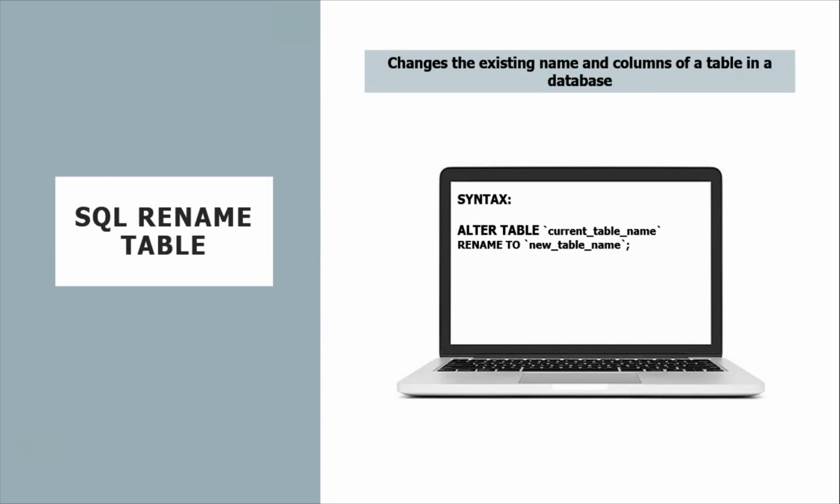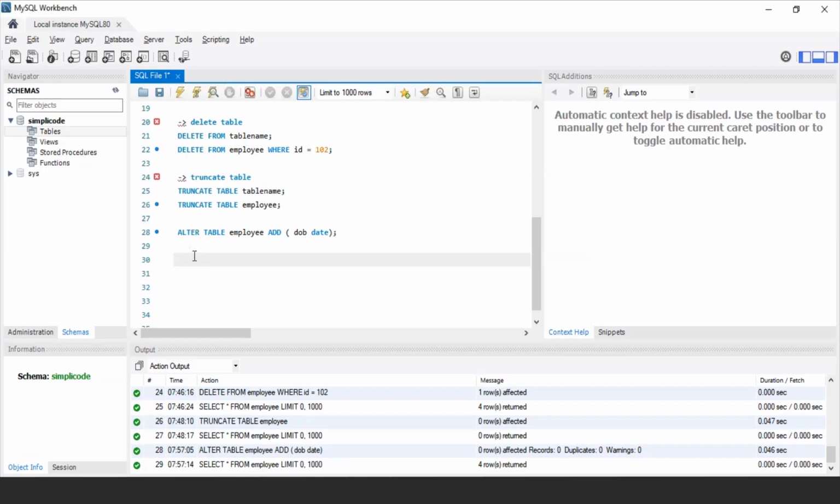The syntax is alter table, current table name, rename to new table name. Let us now execute this in MySQL Workbench. Consider the same table employee again, and suppose you want to change the name of the table employee into, let's say, employee new. For this you have to type the following query: alter table, old table name, that is employee, rename to is the keyword that you have to use here, and mention the new table name. We are taking employee new as our new table name.